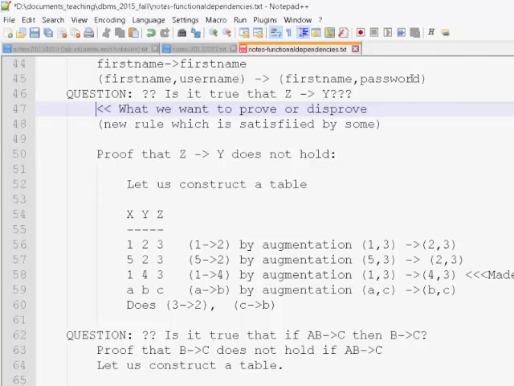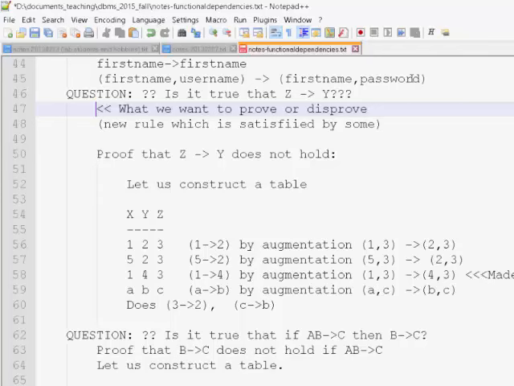The augmentation. So in this one, what it's asking you is, is it true that Z gives you Y? I tried to do some analysis on the side just to see what are some of the rules I can get from this. Can I say that X leads to Y? Okay, 1 goes to... that one, it's not going to hold, right?